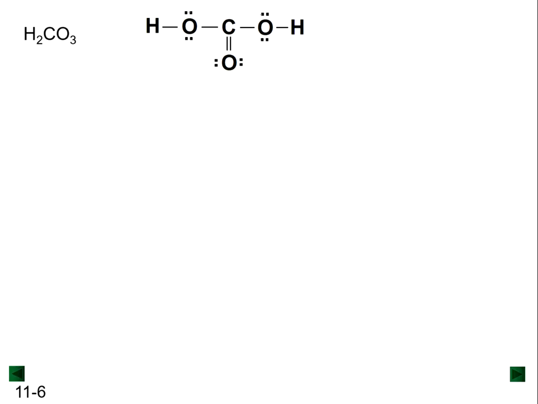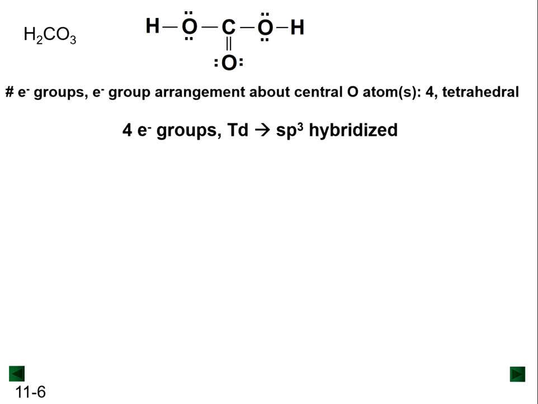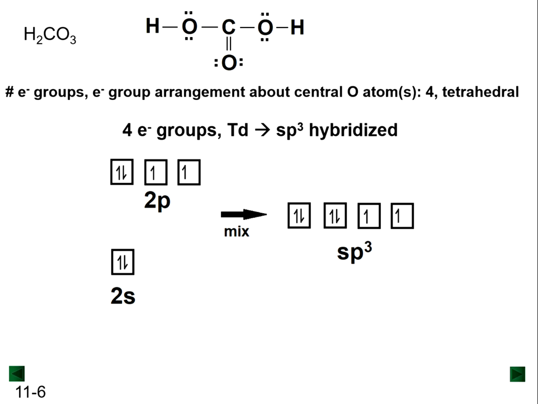Next, we can look at the oxygen atoms on this system. The oxygen atoms have 4 electron groups, indicating a tetrahedral electron group arrangement. For 4 electron groups, that tells us we have to have 4 sp3 hybridized orbitals. We can represent them thusly. We take our 2s2, 2p4 electron configuration, and we end up with 4 sp3 orbitals, 2 of which are filled and 2 of which are half filled.